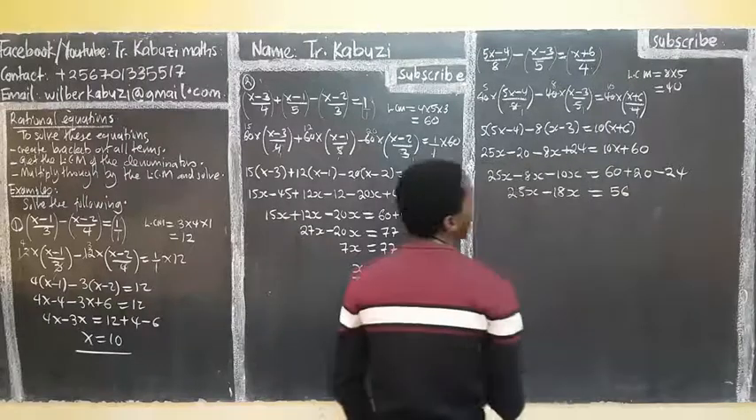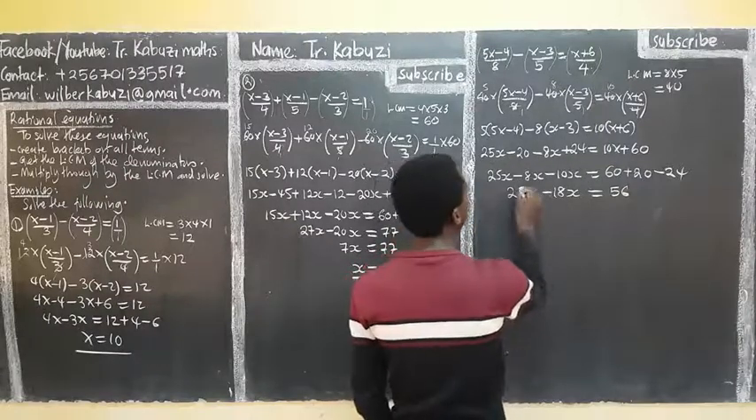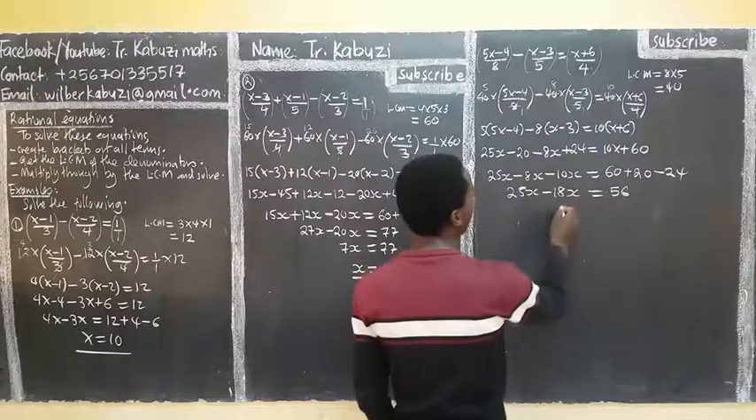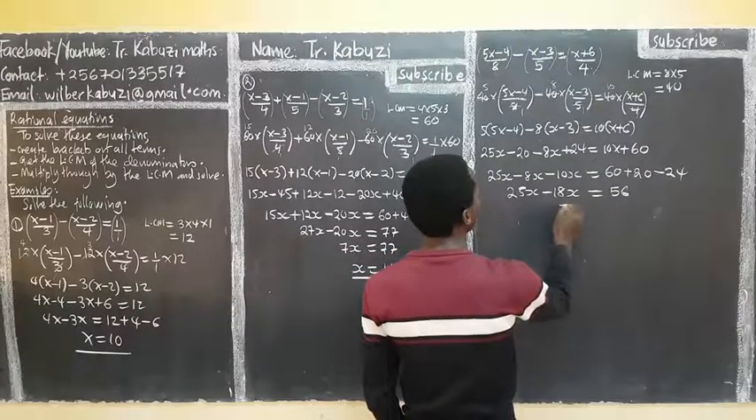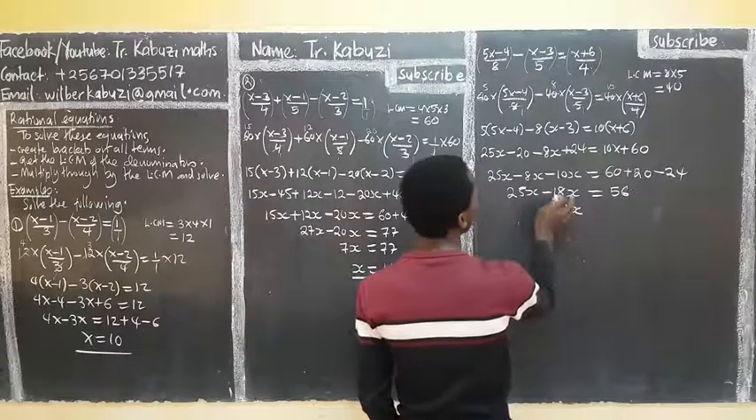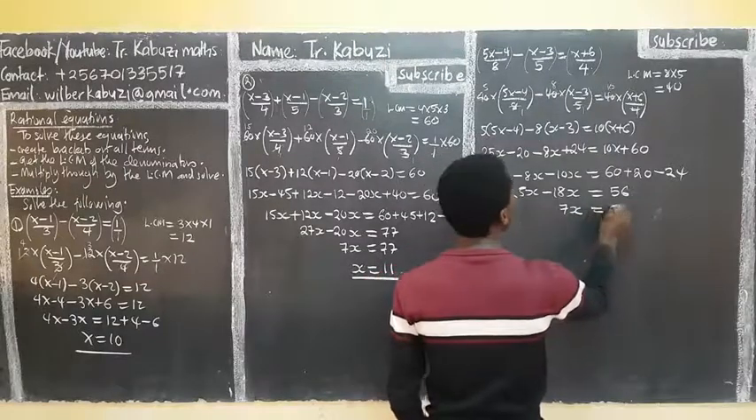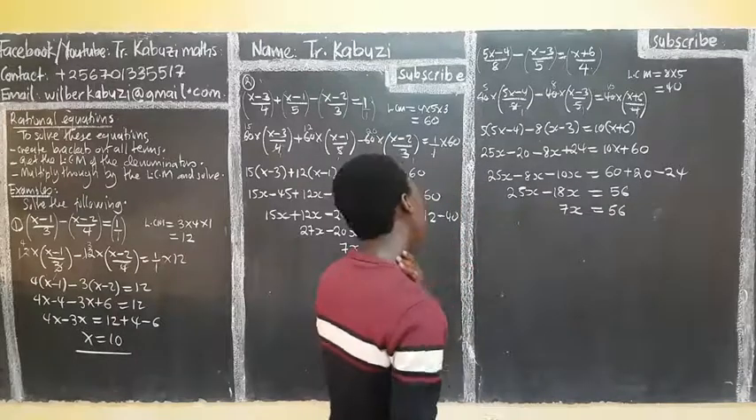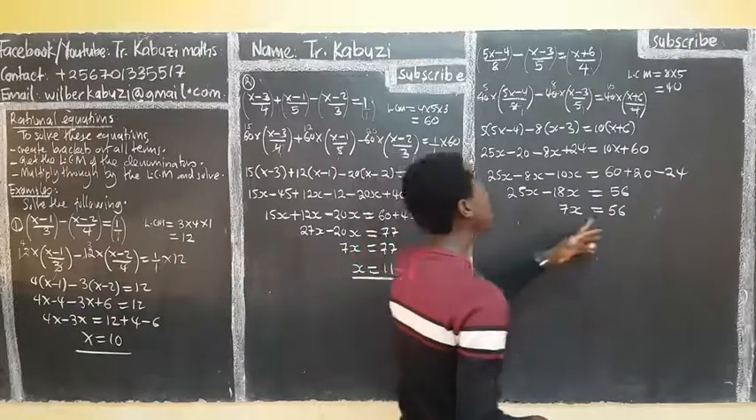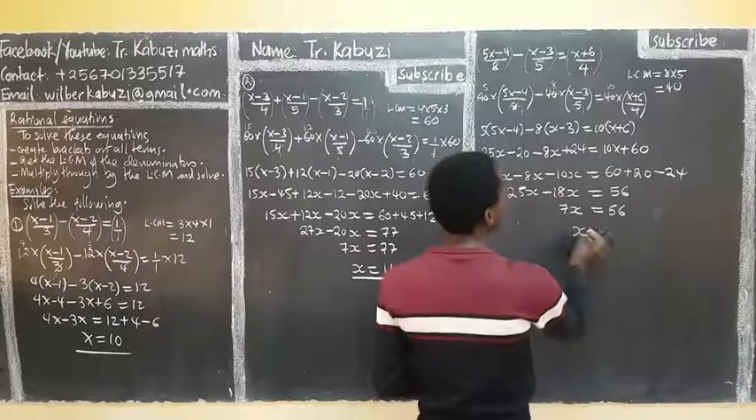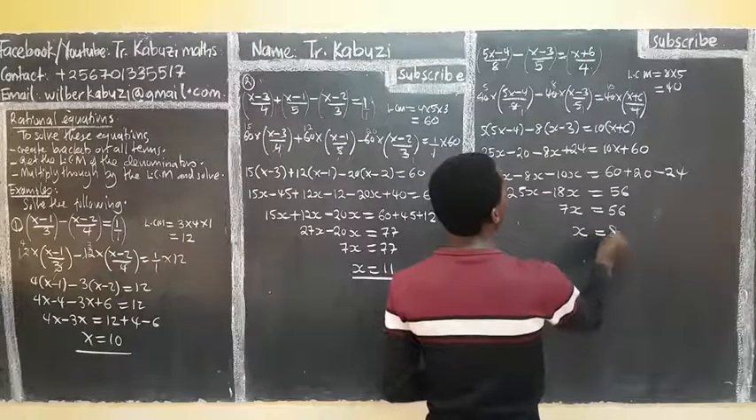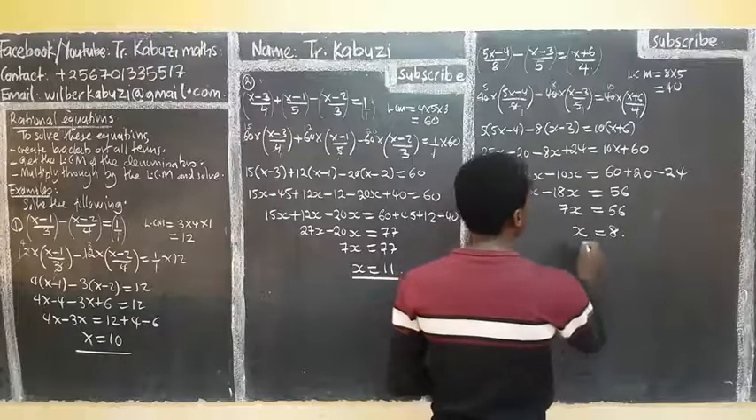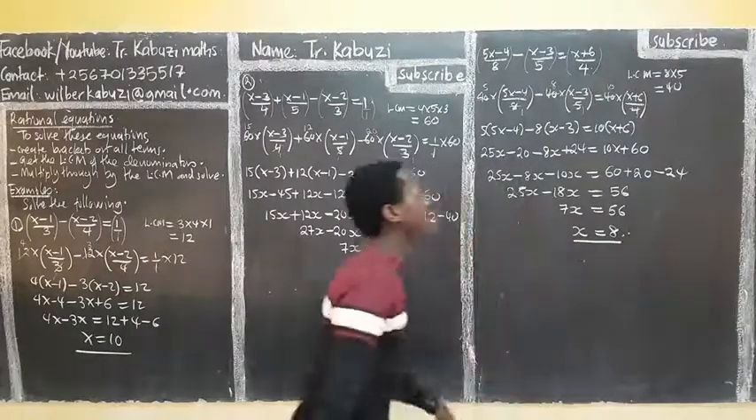As simple as that. So when you subtract this, 25 minus 18, I think you get 7x. When you add this, you get this equaling 56. Now, from there, when I divide this, it goes here 8 times. x would be equaling 8. As simple as that, that is our answer. I think you see.